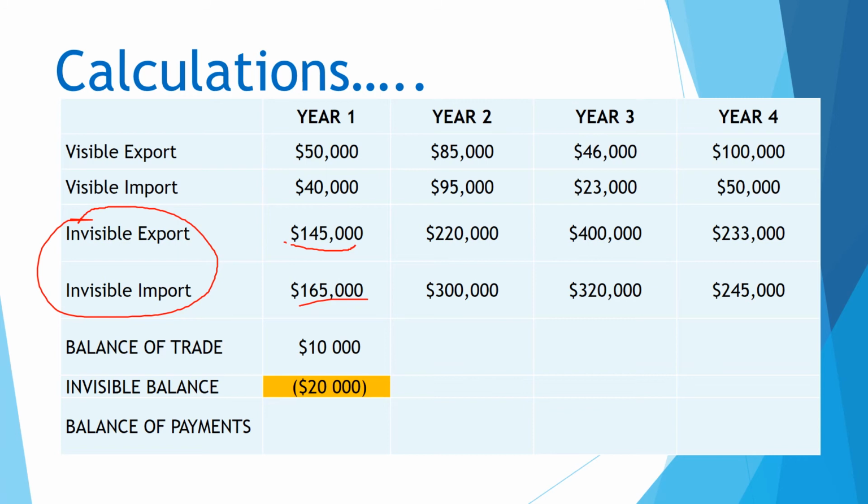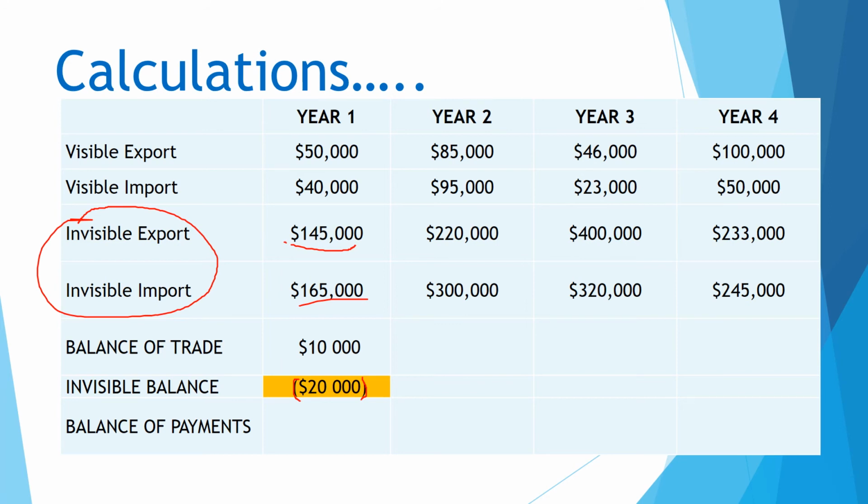Now, this bracket is what tells us the number is negative. So you must put a negative number in brackets, or you can simply put the negative sign in front of the 20,000, but I prefer a bracket to show that the number is negative.